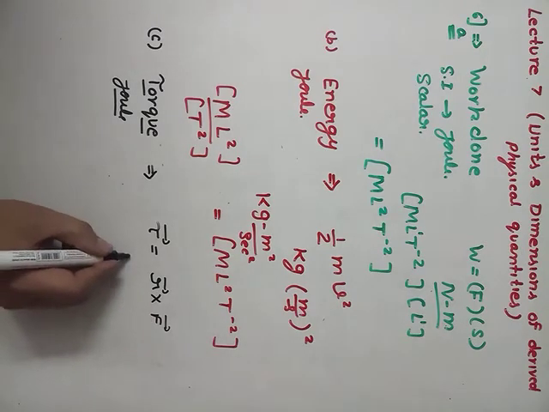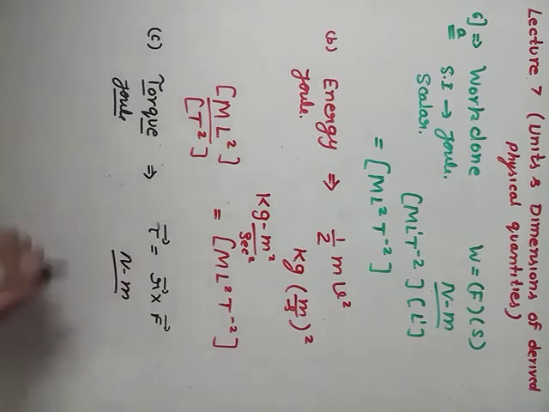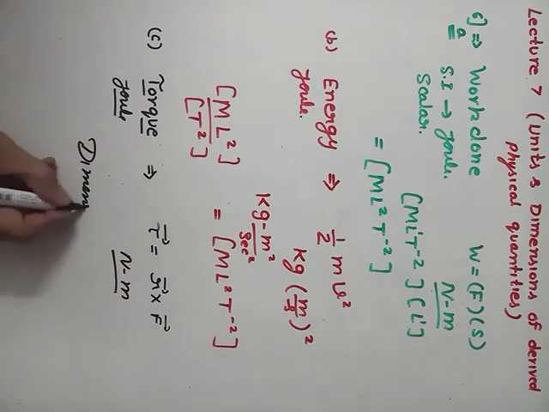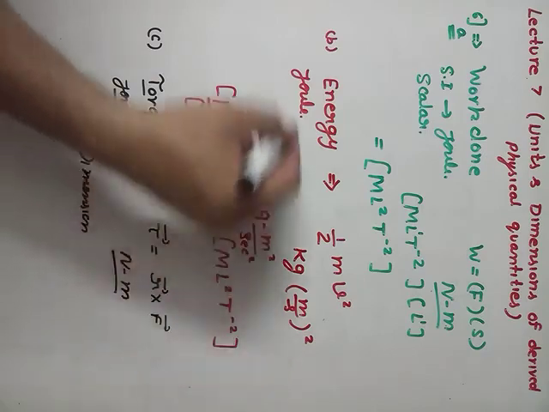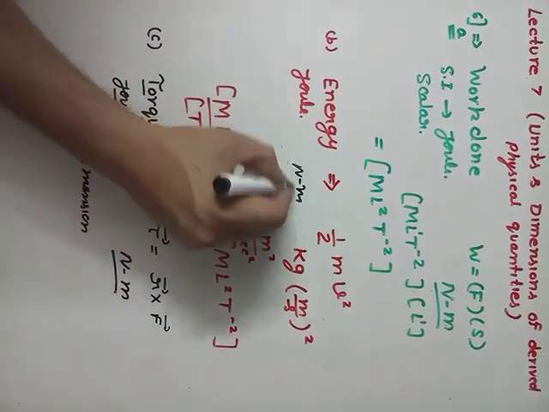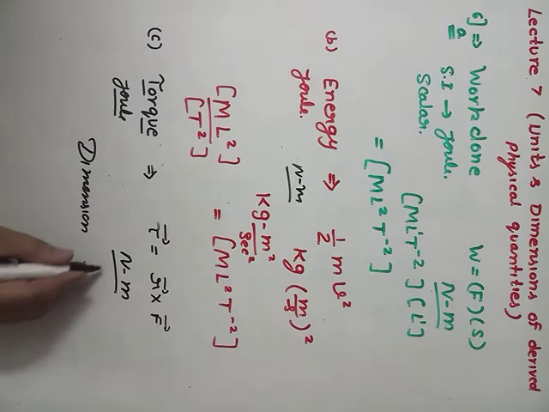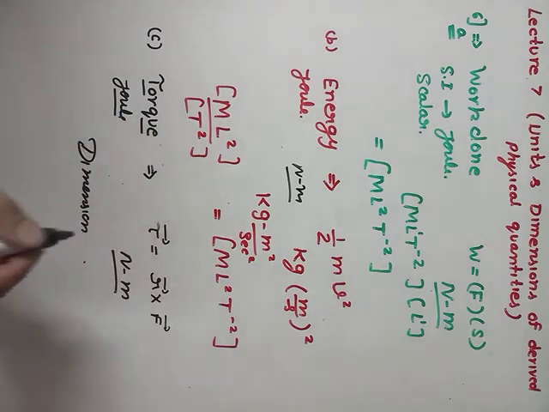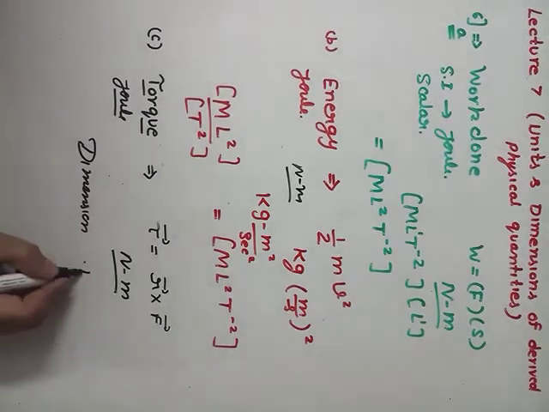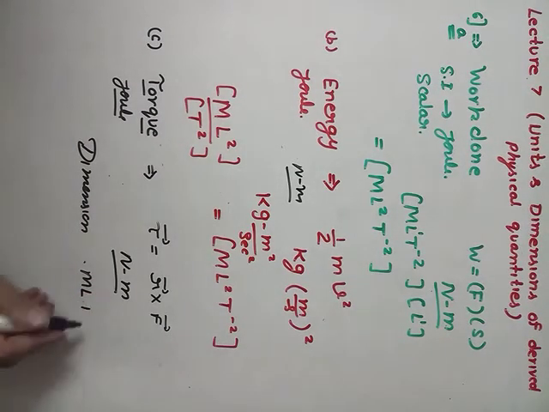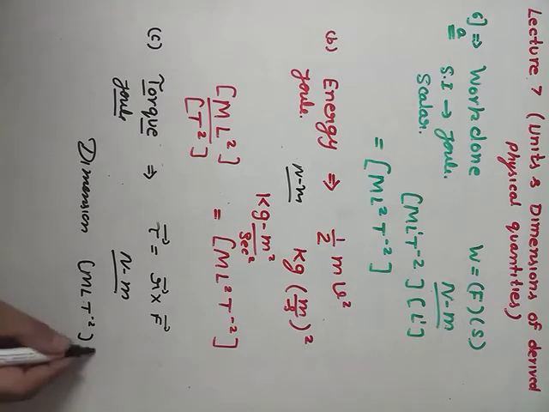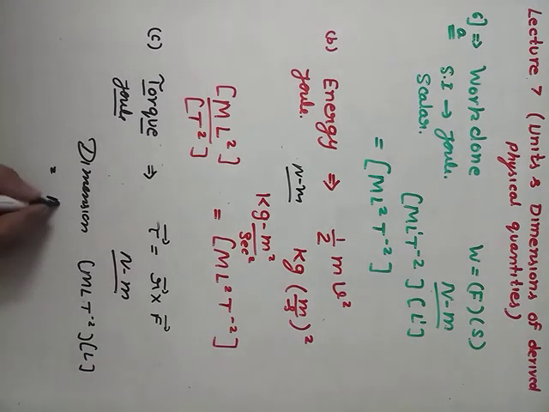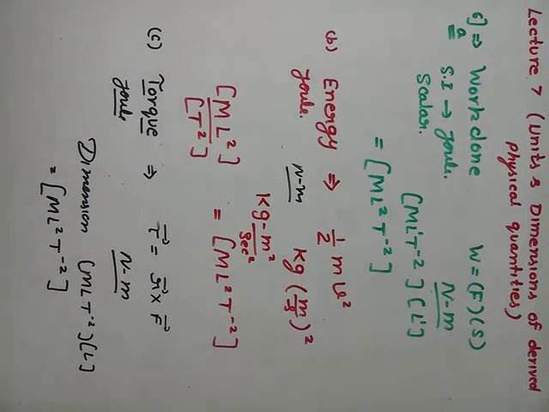R is in meter, force is in Newton, therefore its unit is Newton meter, and its dimension will also be the same. For force the dimension is MLT minus 2, and for R it is L, so we get ML2 T minus 2. Now all these three physical quantities have the same dimension.